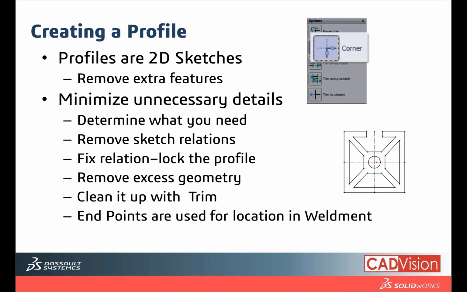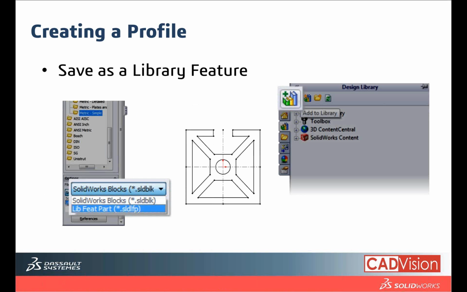So remember to put in the center line, because all these little points will be the reference points for you to locate your profile. We will talk about that later when we go to the models of the Weldment. So the next thing is, how do you save it as a Weldment profile? A Weldment profile is actually a library feature. It's a library feature file.